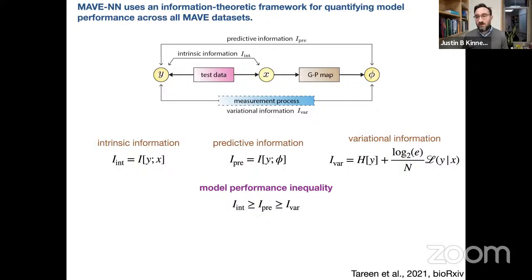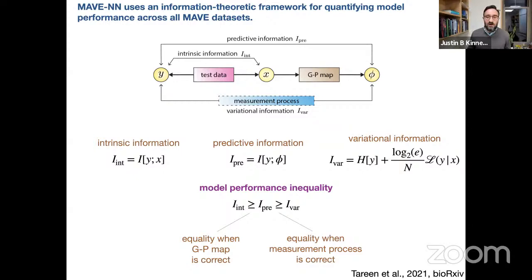And in fact, in the large N limit, you can show that this model performance inequality holds. That is, the intrinsic information is always greater or equal to the predictive information, which is always greater or equal to the variational information. Moreover, equality obtains between the intrinsic information and the predictive information only when the inferred genotype-phenotype map is correct. And equality obtains between the predictive information and the variational information only when the inferred measurement process is correct. So again, if you're interested in seeing more about this, please refer to our reference.